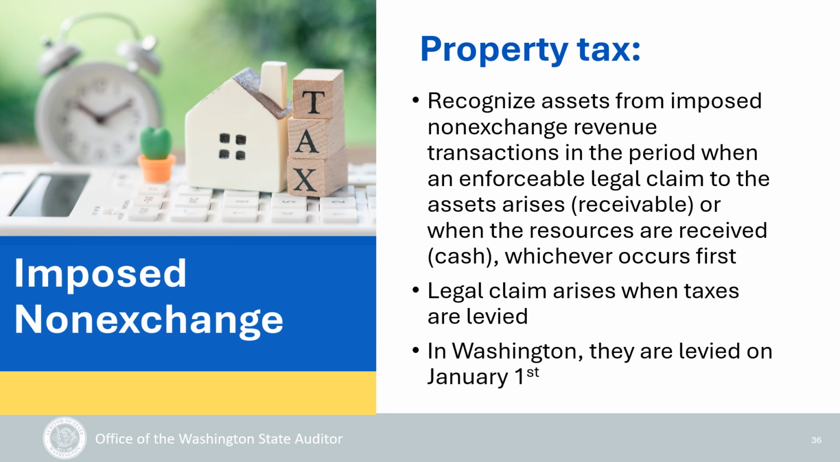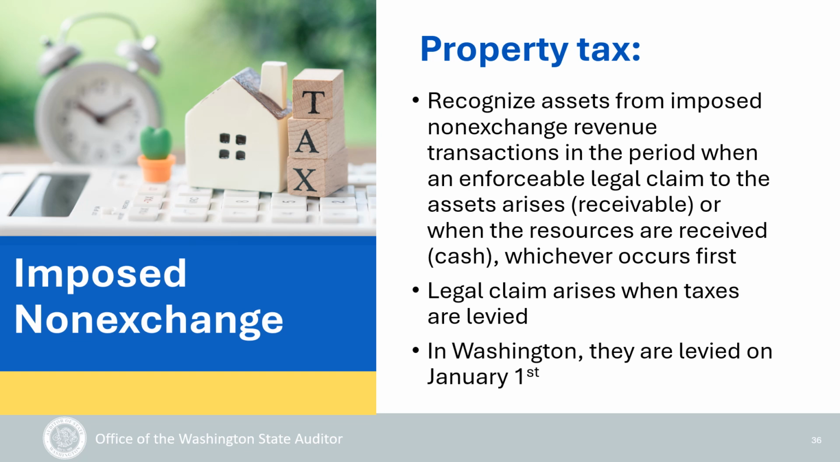And we'll look at property tax, which is a type of imposed non-exchange transaction. Government should recognize a receivable from imposed non-exchange transactions when they have an enforceable legal claim to the resources. For property taxes, the legal claim arises when the taxes are levied, which is January 1st in Washington. That means on January 1st, governments that levy property taxes have a receivable.